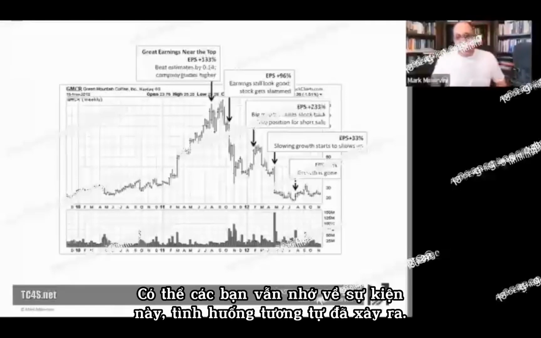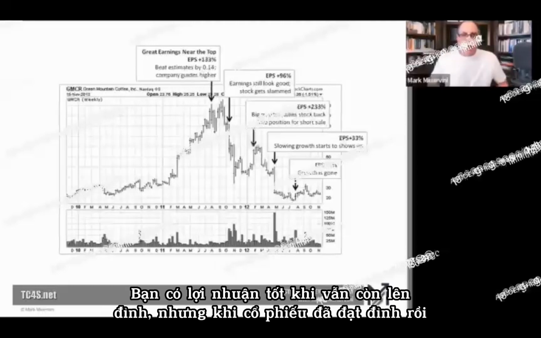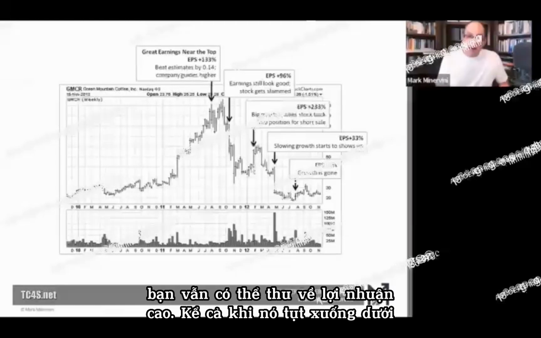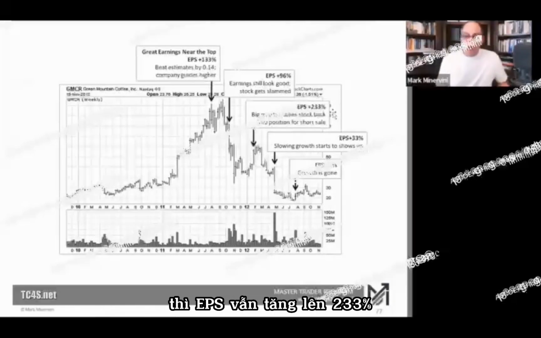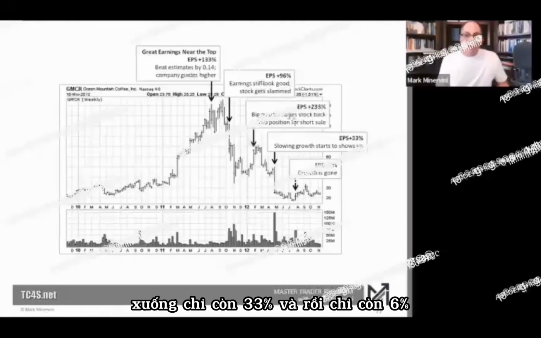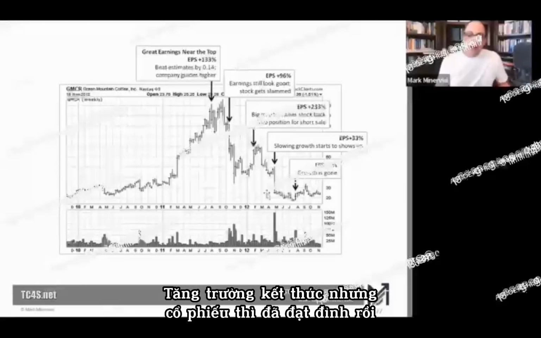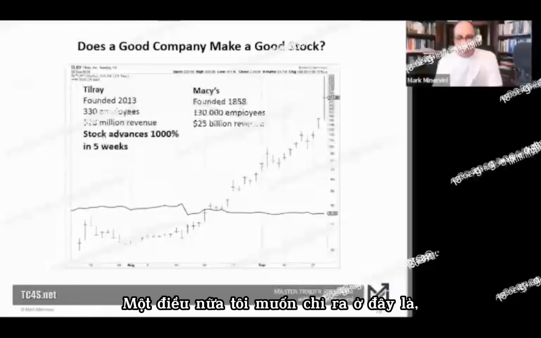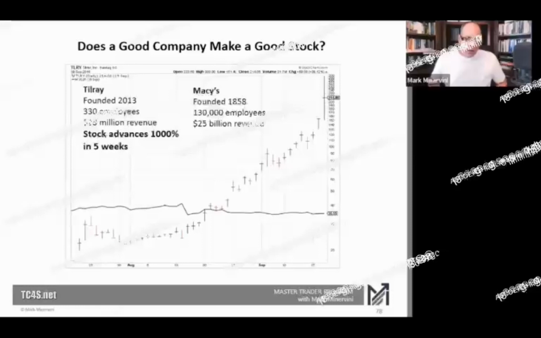Green Mountain Coffee, some of you might remember this. Similar situation where you had great earnings right at the top, but as the stock topped, you kept getting good earnings. Even you had this snapback over here. You had a big quarter up 233%, and then after the stock imploded, the price is up here, but it's a huge decline. Now 33%, huge deceleration, and now only 6%. See, the growth is gone, but the stock is already topped. So, differential disclosure.